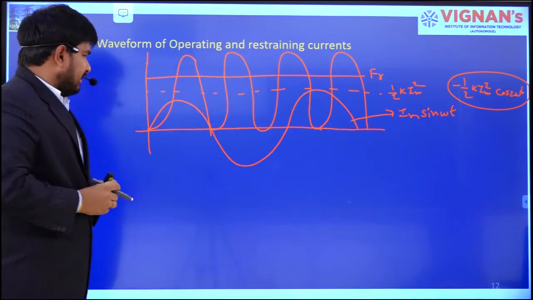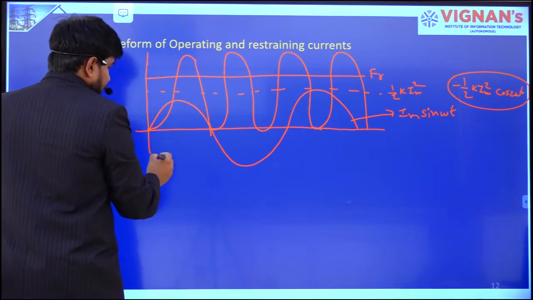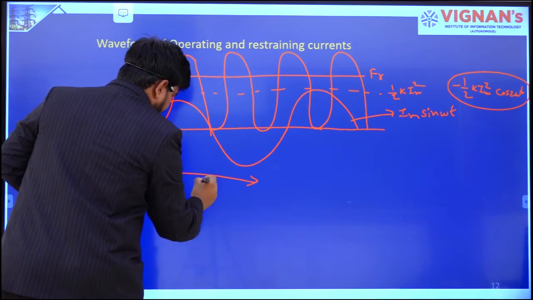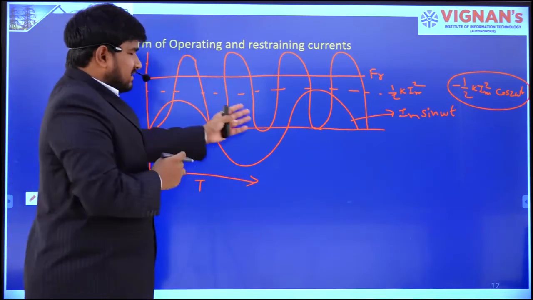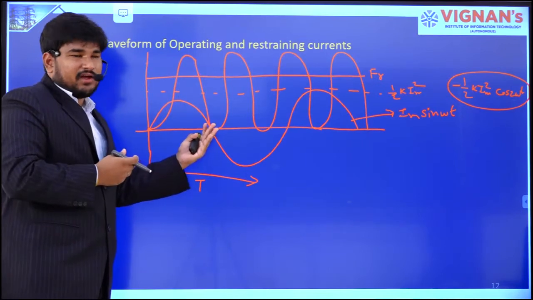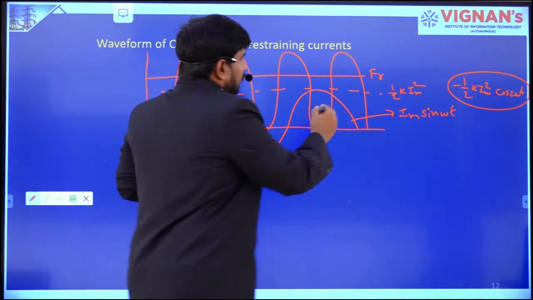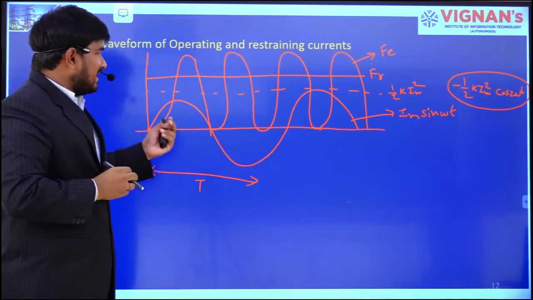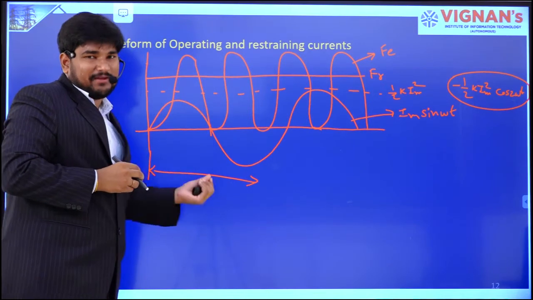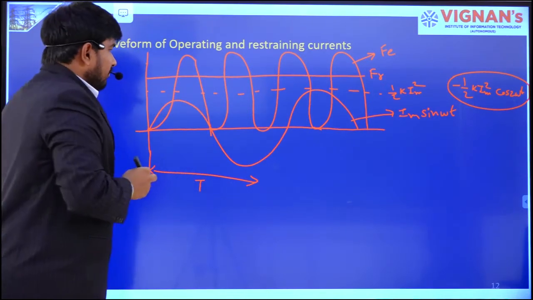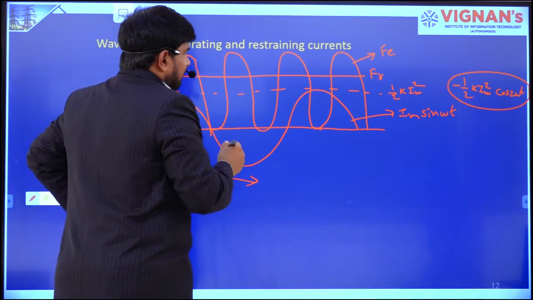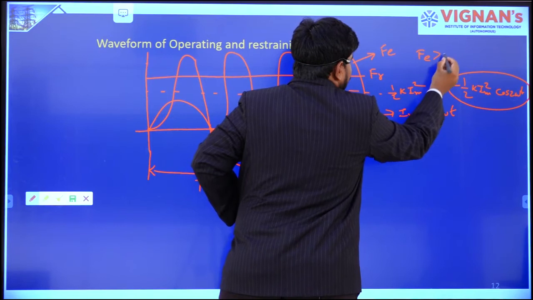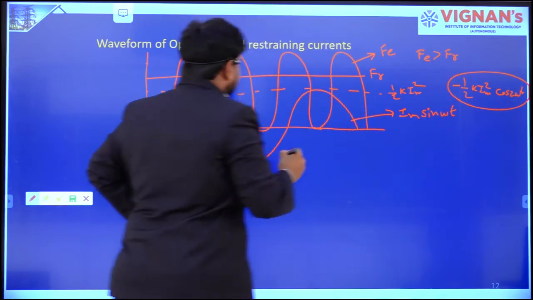In one time period, we can observe two pulses. That means it is the frequency of the resultant force. This is the total electromagnetic force, which has two times the supply frequency. Now the relay will give the signal only when Fe is greater than Fr.